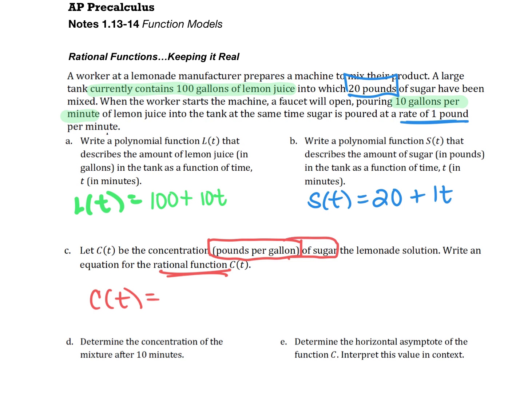What was measured in pounds, the juice or the sugar? The sugar. So pounds, my sugar, per gallon, my lemon juice. Okay, so when I set it up, the sugar equation has to go on top. The lemon juice equation goes on the bottom. So I end up with 20 plus T over 100 plus 10T. Okay, that's my equation. And I did it based on the units. Right? They will always give you some kind of hint, usually with units, to know which equation needs to go where.